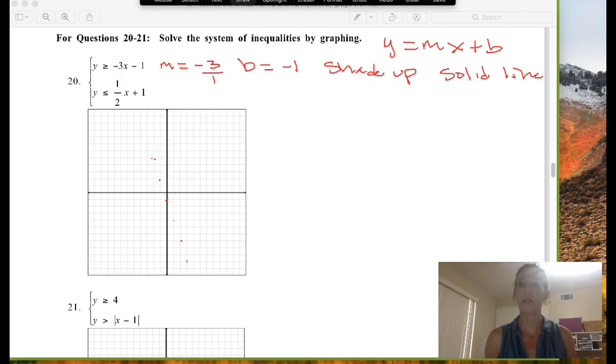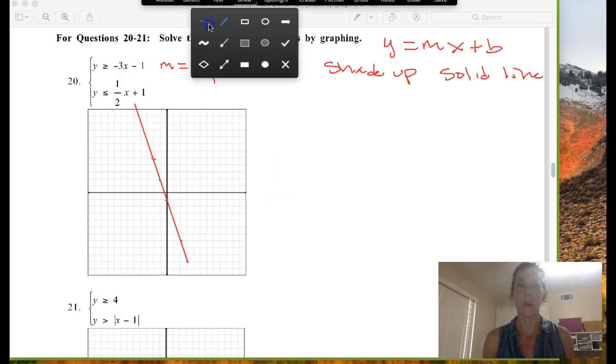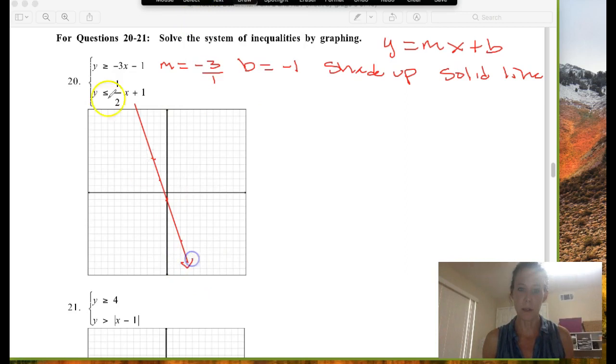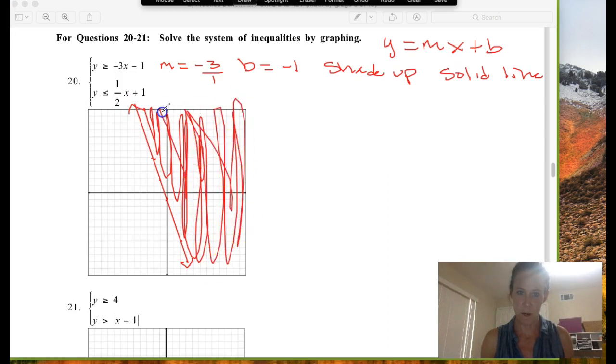Okay, it's a solid line, so I'm going to go ahead and try for that solid line right here. See if I can hit all the points with this guy. Trying to be as accurate as possible. Okay, and then I'm going to do my arrows because it goes on forever. So there's your first line, and then I want to shade up. So up would be this side. I know it's hard to tell because it's almost vertical, but up would be this side of the line. So I'm going to shade in red. Here's this part that I want to shade.